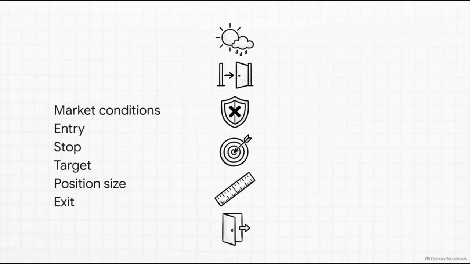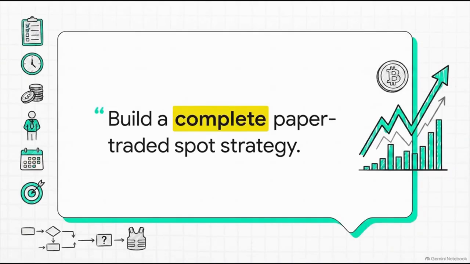We've got market conditions, entry, stop, target, position size, and exit. Notice how these 6 distinct rules completely lock together? If you remove even one, the whole strategy collapses like a house of cards. I mean, you can't properly size a position without knowing your stop, right? And you can't enter without knowing your exit. They rely entirely on each other to form a completely unbreakable system. Which brings us right back to the uncompromising mandate from the source text: build a complete paper-traded spot strategy.